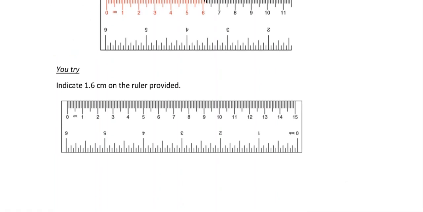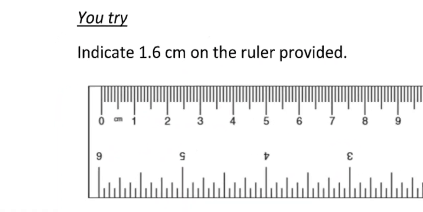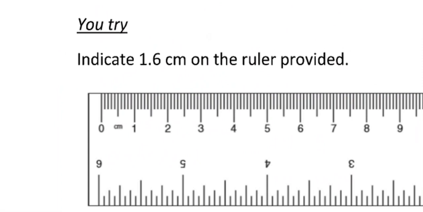Okay, so what about this one? Indicate 1.6 on the ruler provided. I'm going to zoom in a little bit here so I can make my ticks a bit better. So 0.6 just means after the 1, we're going 6 ticks to the right, right? So that's 1, 2, 3, 4. The one in the middle is 5, that's always going to be 0.5. And then the next one is going to be our 1.6.